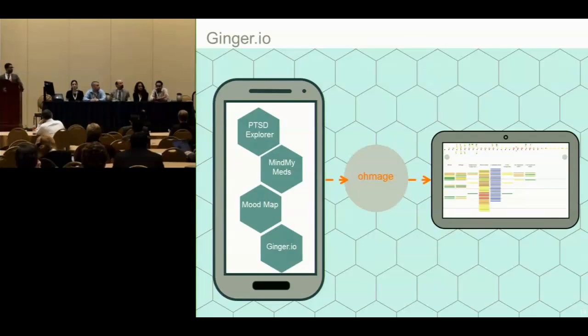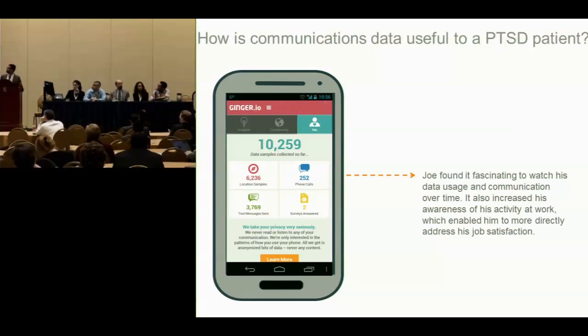And so the idea behind Ginger.io is, rather than placing a lot of burden on the patient, can your doctor, your clinician prescribe this app to you, runs in the background, and in addition, and maybe complementing Mood Map and Mind My Meds, take some of that self-reported data and combine it with some of this passive data that can provide a really rich picture. So I think we cheat in the next, maybe it's on the next slide, where you see just a continuous stream of information.